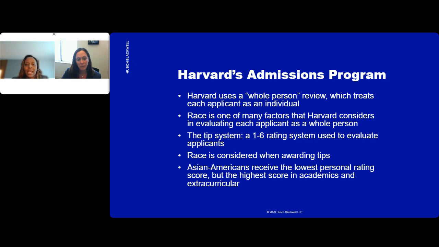For example, the ratings were ranked as 1, outstanding; 2, very strong; 3, generally positive; 4, bland or somewhat negative or immature; 5, questionable personal qualities; 6, worrisome personal qualities. And Asian Americans received the lowest personal ratings score, but the highest when it came to academics and extracurriculars.